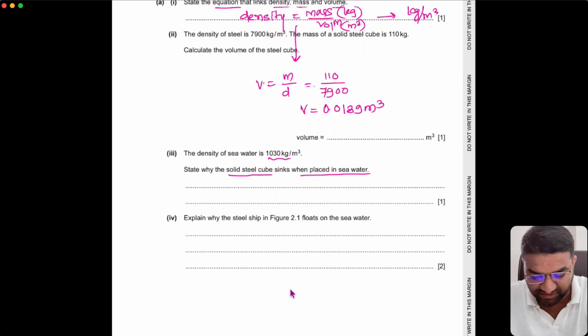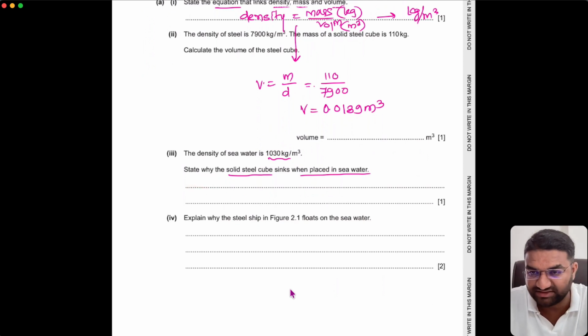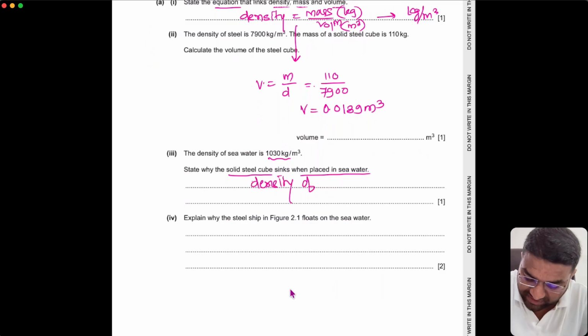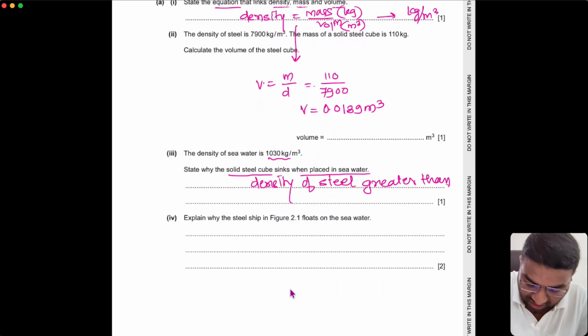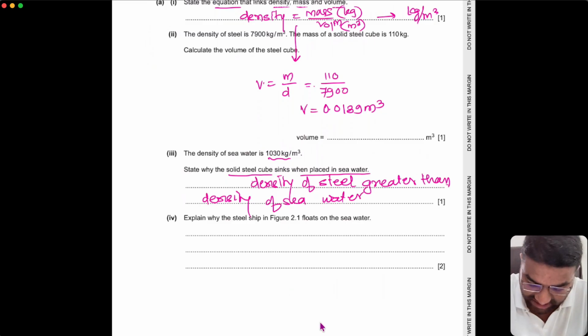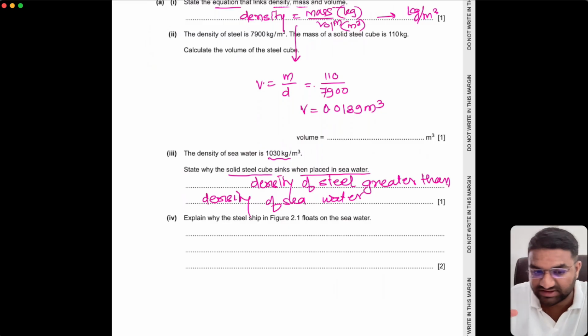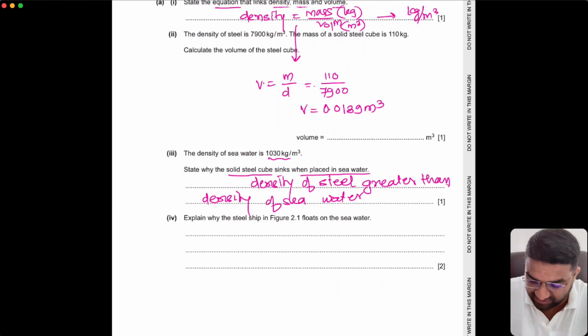Then we jump back to our question. For this one you have to write that the steel cube sinks because its density is greater than the density of seawater. And for the second part, you have to add that the ship floats because its average density is less than the water, and the upthrust from the displaced water is equal to its weight. So the upthrust balances the weight. That's why it floats. These are the 2 reasons you have to write for these 2 marks.